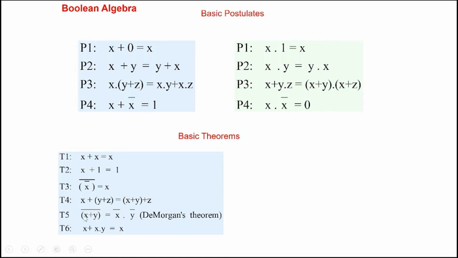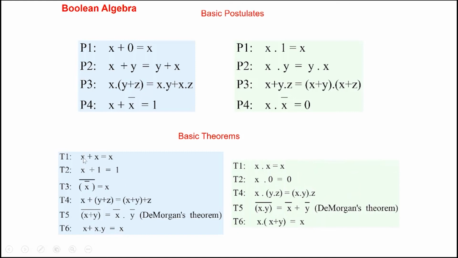X plus y whole bar is x bar dot y bar. So the OR operation is converted into an AND operation here. X plus xy is x here. So all these theorems that are there here can be proven starting from these postulates. All these postulates can be used to prove any of these theorems here. So these are all useful results.